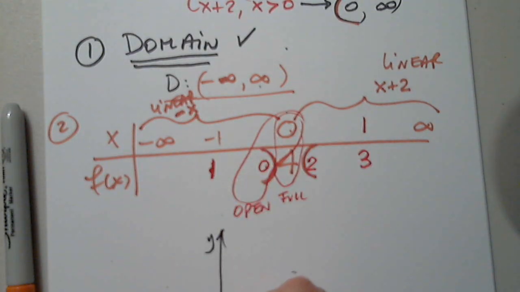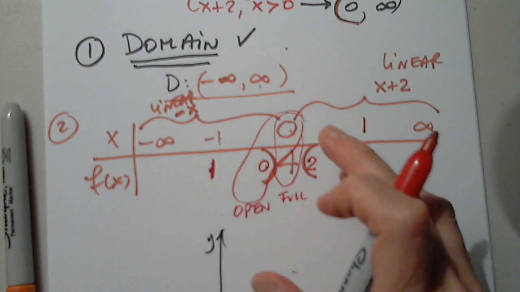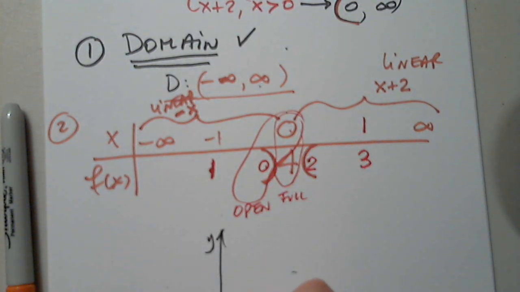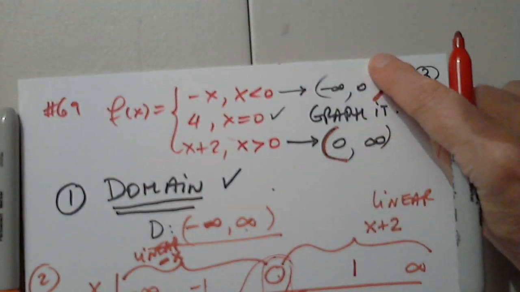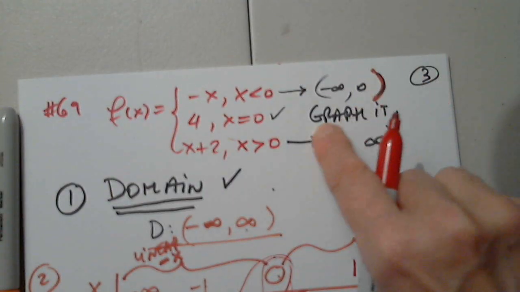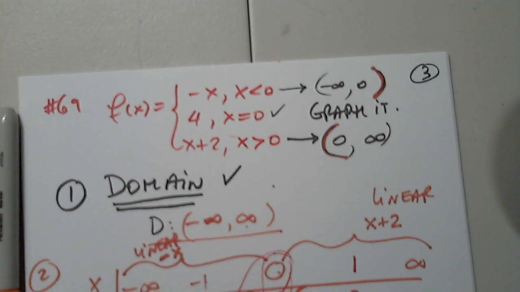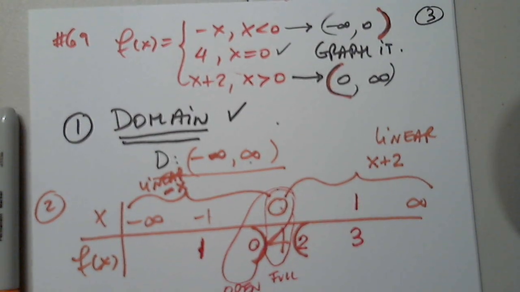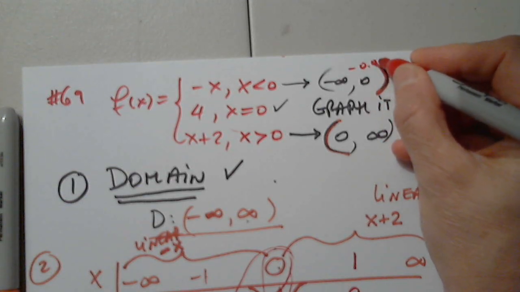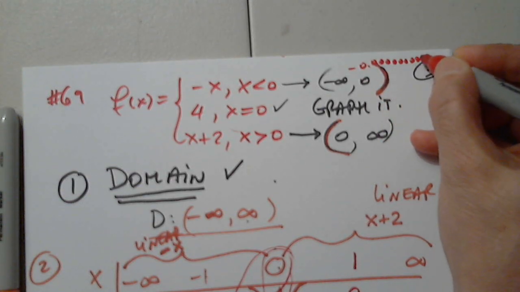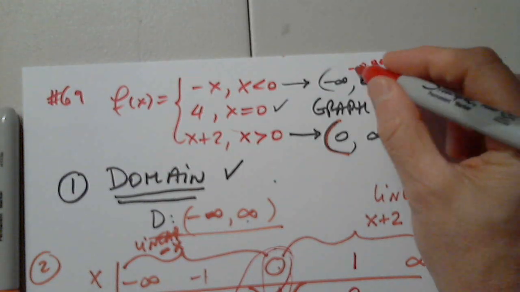Negative 1, 1. When x is negative 1, y is 1. 0, 0. But it's an open point because 0 is not allowed here. I'm not allowed to plug in 0. But then why do I do that? Because then I would have to plug in negative 0.0000000000000001. I don't want to do that.